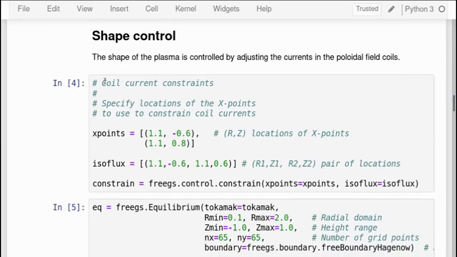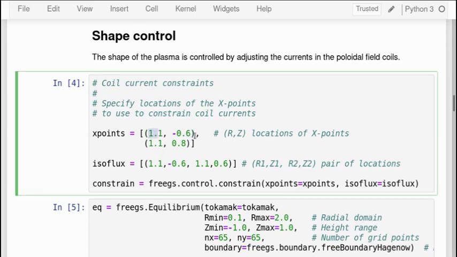Then a crucial part is controlling the currents in the coils. So we said where the coils are, but not what the currents are. And we need a control system to sort out the shape of the plasma. And this is done mainly by saying where you want X-points. These are R and Z locations. So this is major radius and height for 2 X-points.